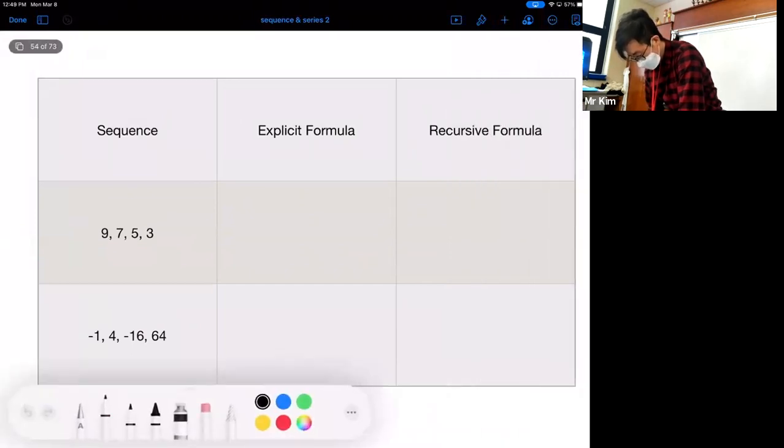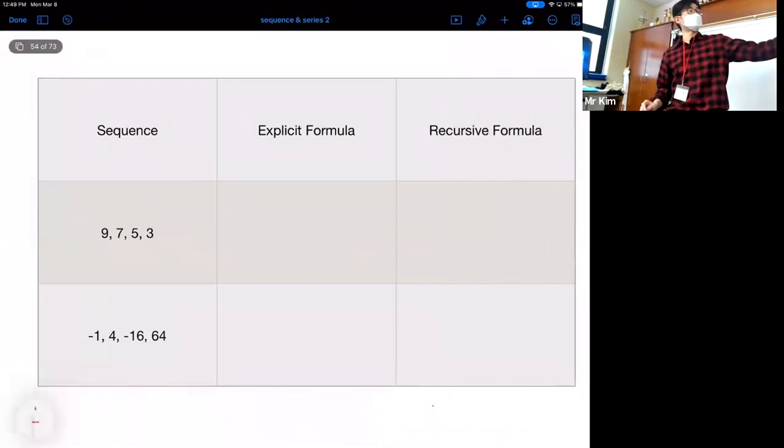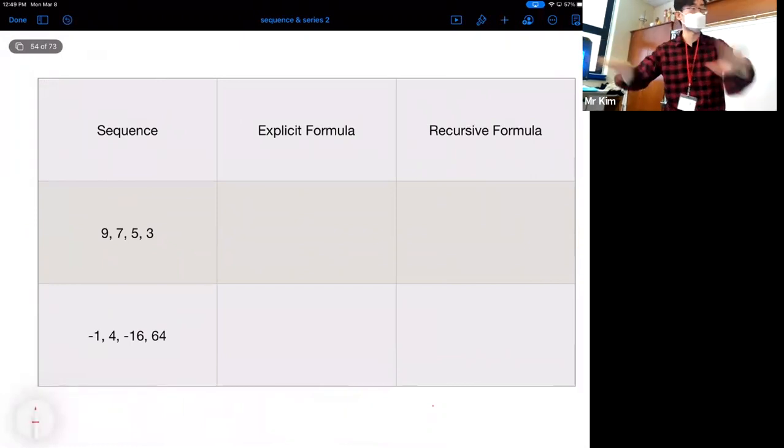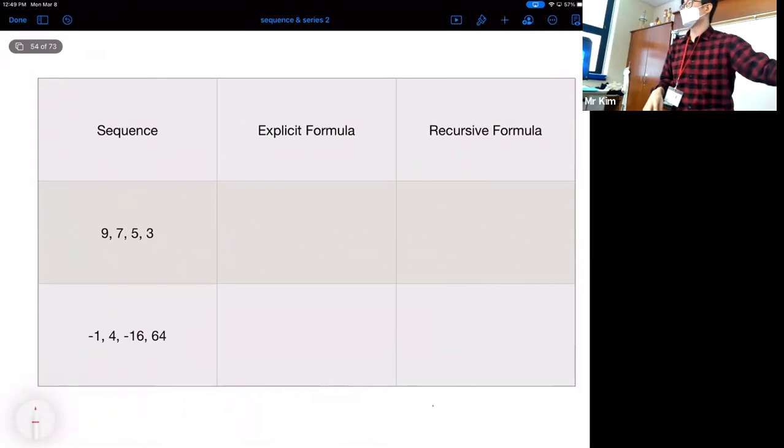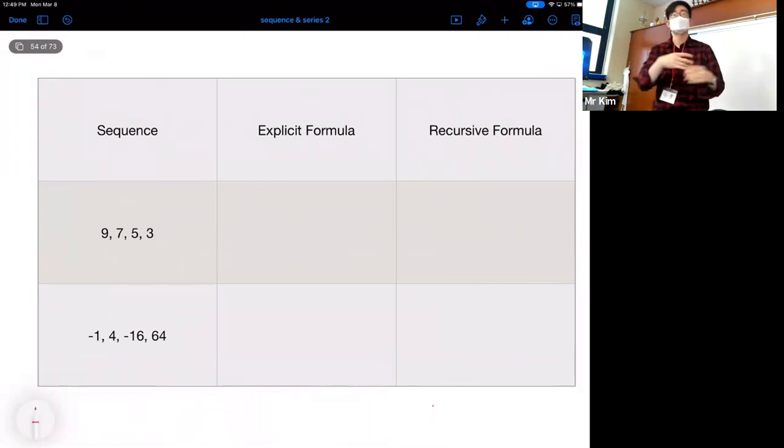Okay, let's get started. Can you guys all get your notebook and also your homework as well, because I'm going to check that. Try these two problems in your notebook. We are just simply going to convert those two sequences into explicit and recursive formulas. On a B day in particular, I'm going to make sure that it does not fall under an A day.